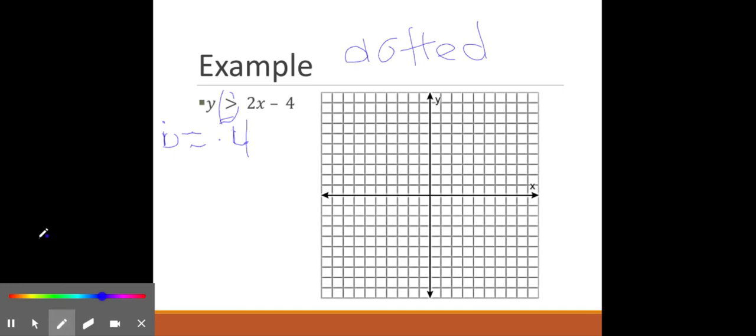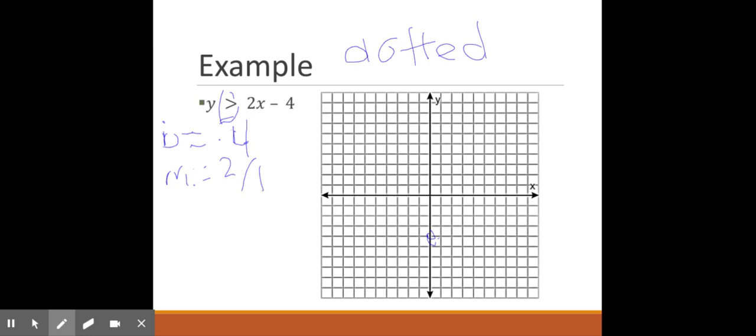All right, so it's 0, negative 4. We're going to make a point. All right. And then our slope is 2 over 1. So we are going to go up 2, over 1, and we're going to make a point there. All right. And I like to do it twice, so up 2 over 1 more.